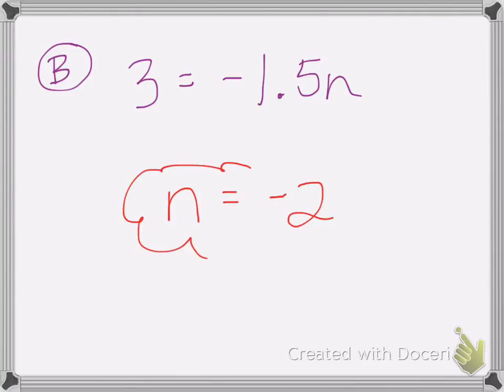B. Okay. 3 equals negative 1.5n. Okay, go ahead and try it. Pause it if you didn't. Okay, so your answer should be n equals negative 2. Did you get it? High five yourself if you did. If not, let me go ahead and show you quickly.